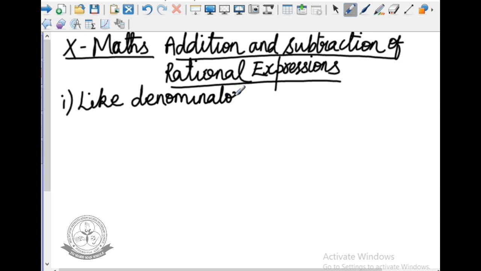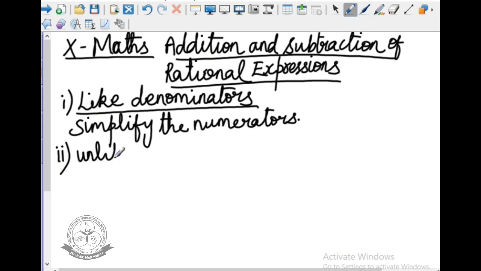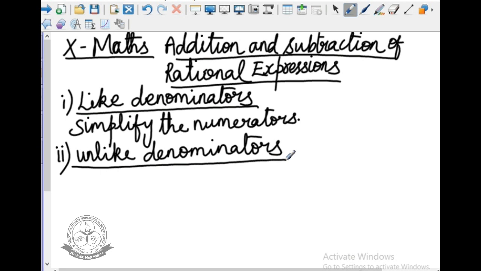If the denominators are the same, that is like denominators, just simplify the numerator. If the denominators are not alike, that is unlike denominators, that's another case. For unlike denominators, the first step is to find the LCM of the denominators.